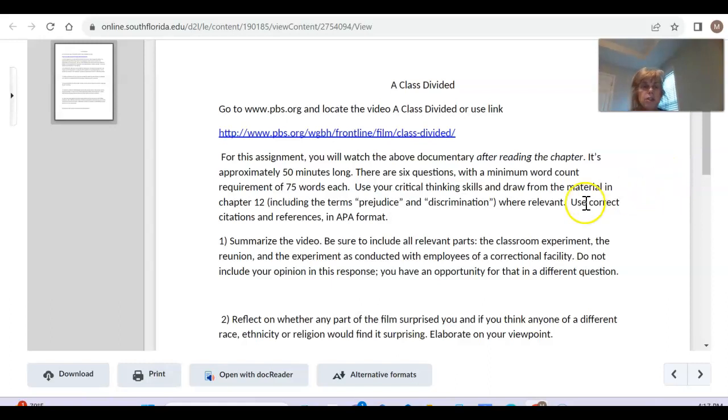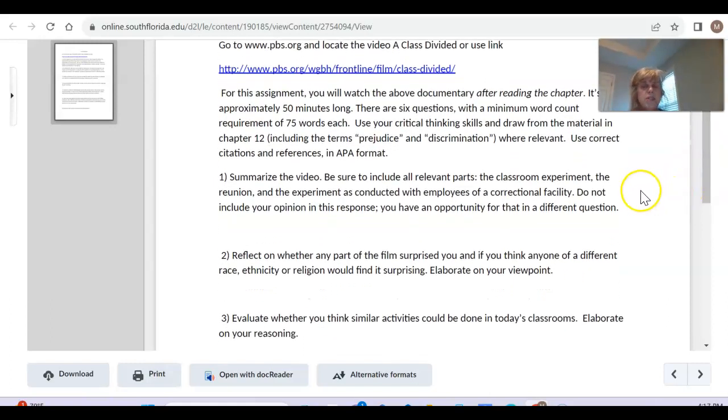75 words each. So the first thing you're going to do is summarize the video. This is important. There are certain parts. There's the classroom experiment, the reunion, and then the fact that this experiment that this third grade teacher did was conducted with employees of a correctional facility. So you need all those parts. The experiment itself, you need to mention the reunion, and what she did with employees at a correctional facility. It's just a summary. You don't include your opinion of everything in this response. That's in a different question. But remember, when you're discussing a video, you have to put the in-text citations and the references.